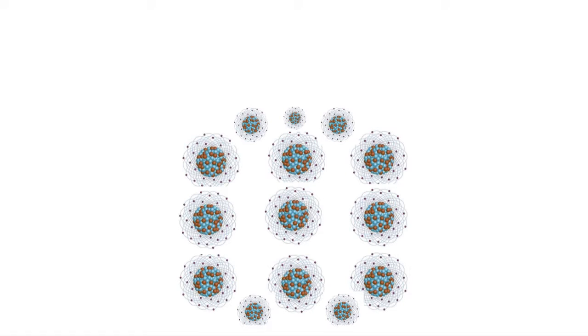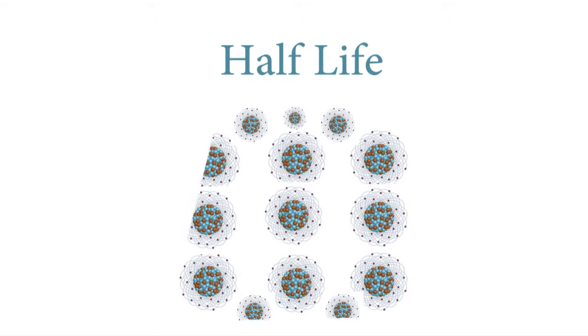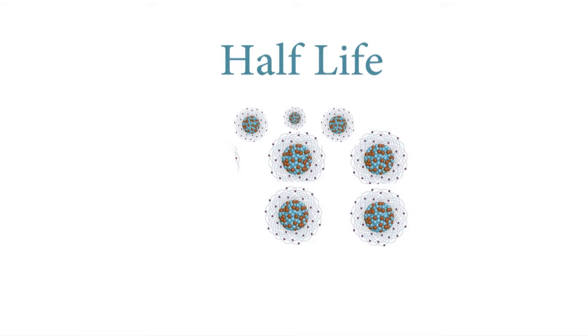With a large volume of atoms, the uncertainty of individual decay is blended into an overall decay rate of mass nuclei, where after a special amount of time, called the half-life, half of the volume of atoms would have decayed.